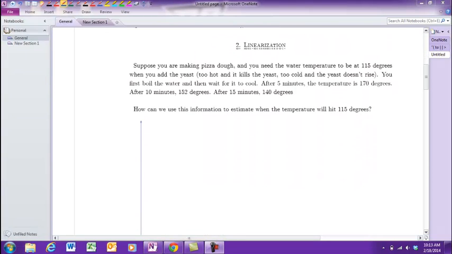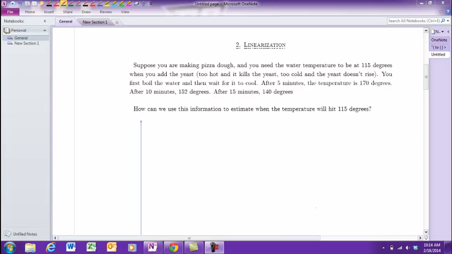So let me give you an example here of how this might show up. Suppose you're making pizza dough and you need the water temperature to be about 115 degrees when you add the yeast. If water's too hot, then it kills the yeast and it won't rise. And if the water's too cold, then the yeast doesn't activate and the dough doesn't rise either, and you get basically like a pizza on a tortilla, which isn't very good. You want it to actually rise.